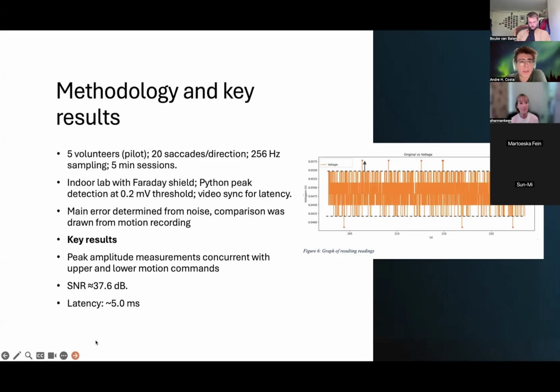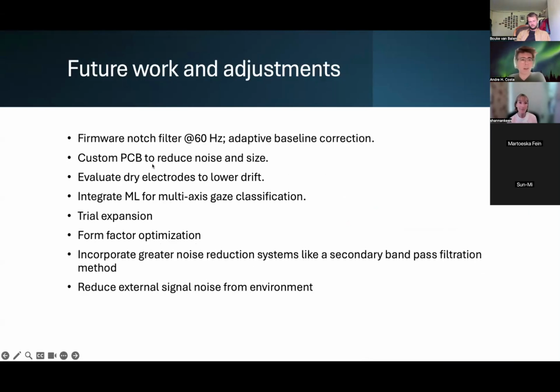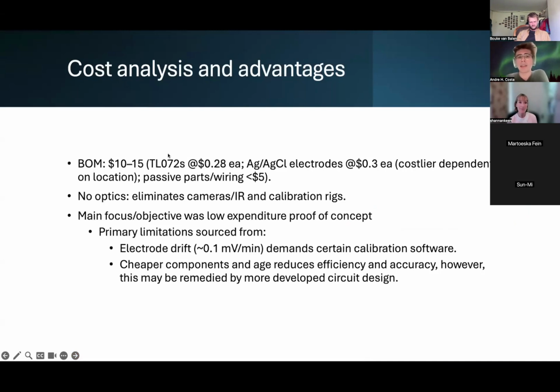Now, if I'm not mistaken, oh, there you go. So, cost analysis. This was the main thing I wanted to target, and I would be happy to provide a brief description of this. So $10 to $15 was our range. Each of those amplifiers, which is something like the TL072, costs 28 cents each. In local currency, that's around 1.2 reais, which is fairly cheap. That reduces a lot of the cost.